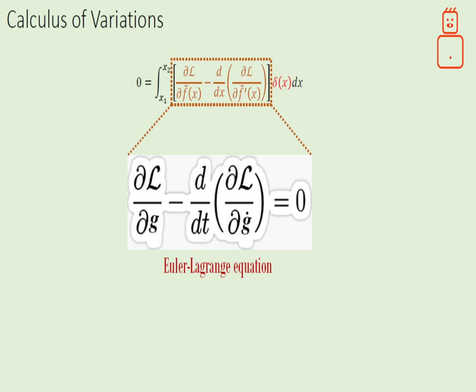In the upcoming videos, I will illustrate some examples in optimal control employing calculus of variation and Euler-Lagrange equation.